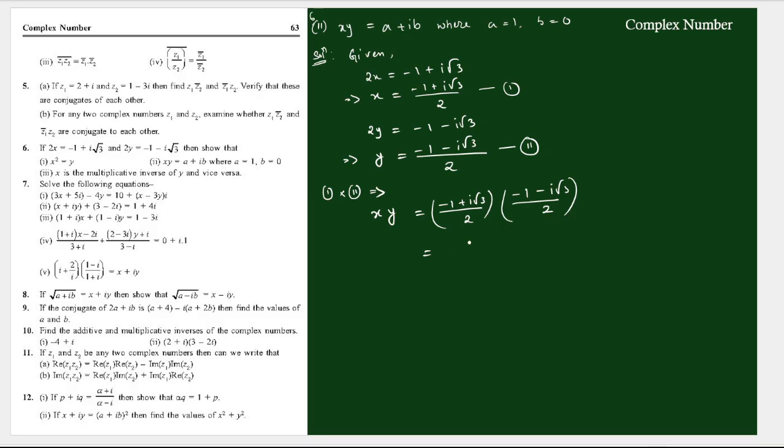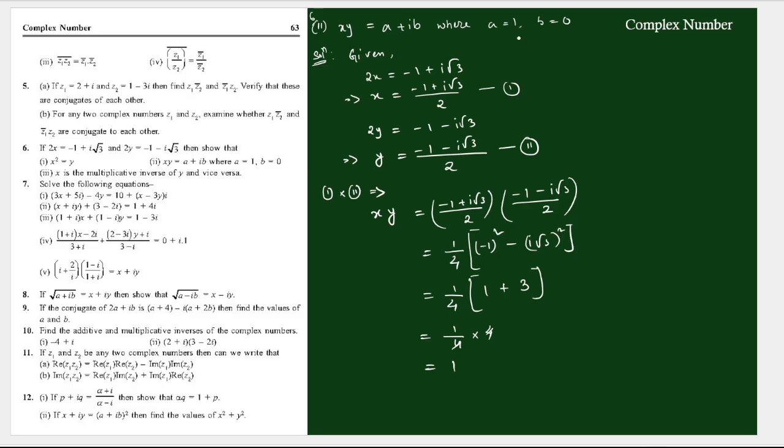Now if you multiply, you will get 4, and this is a square minus b square. So minus i square minus i root 3 whole square. So 1 by 4, this is how much? 1 minus i square becomes minus plus. And this root 3 square is how much? 3. Then 1 by 4 into 4 becomes how much? 1.